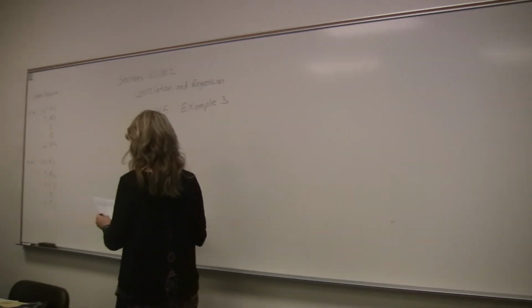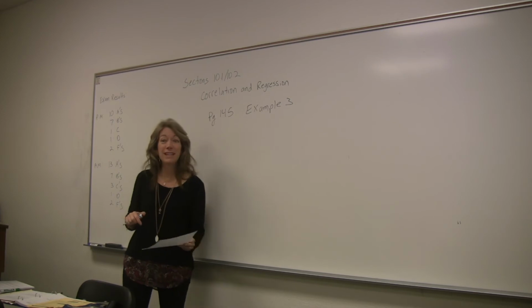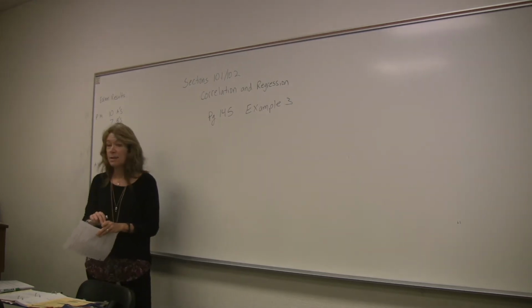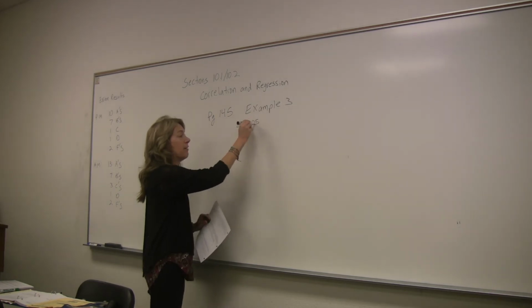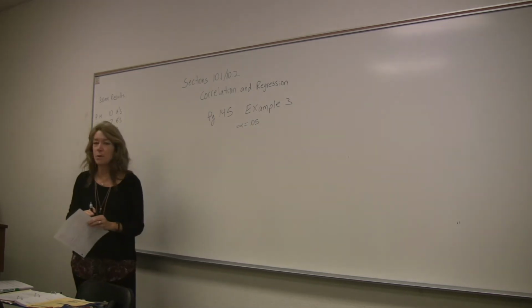We use 0.05, right? Yes, this is an example where they didn't give us a significance level. They start doing that in chapter 10. Alpha equals 0.05 if they don't give us one. That's the most common one.